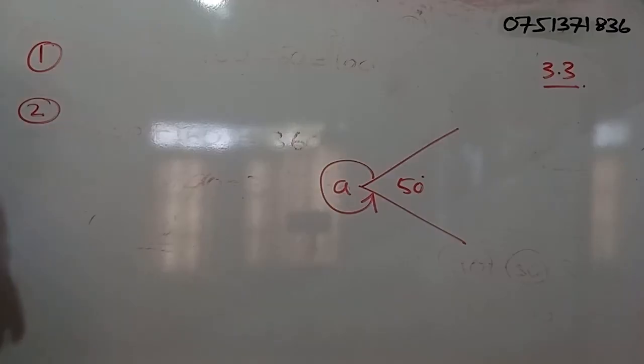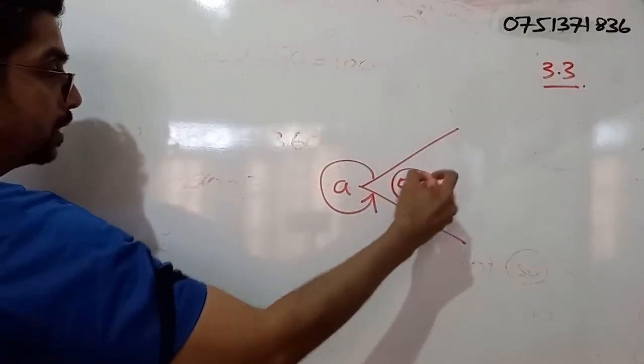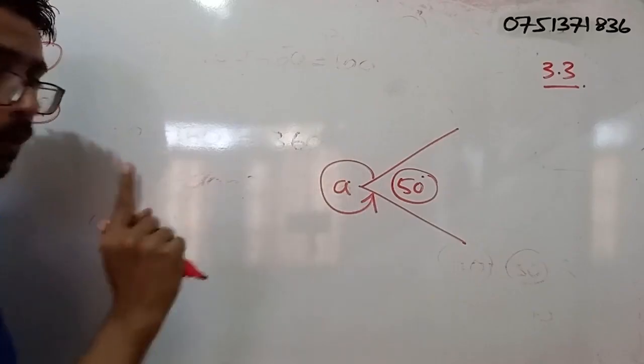Find the value of A. Right? So we know if we add this angle and this angle, it should sum up to what? 360. Angles around the point.